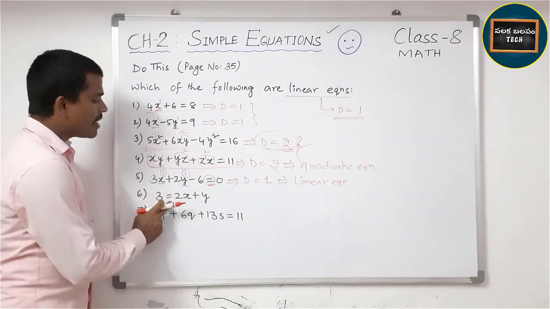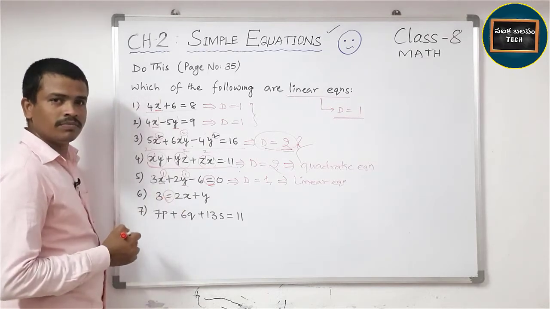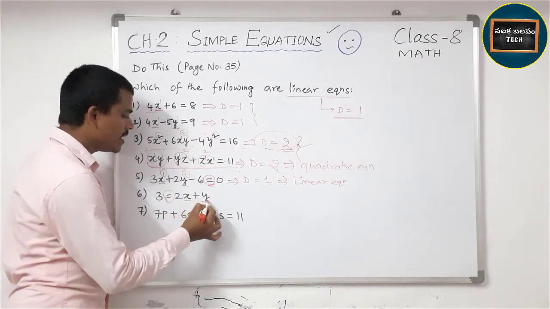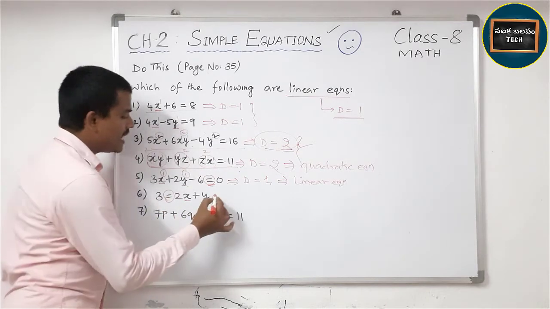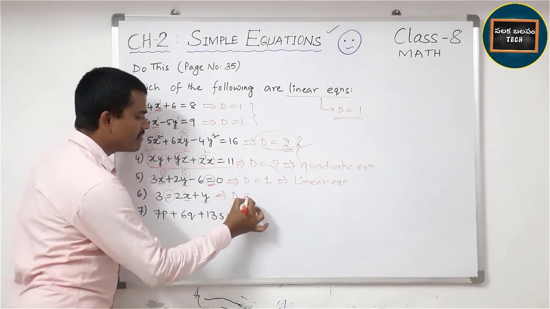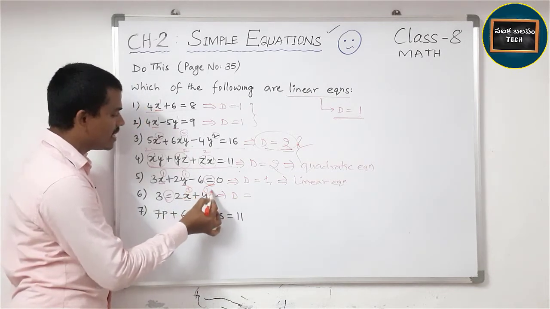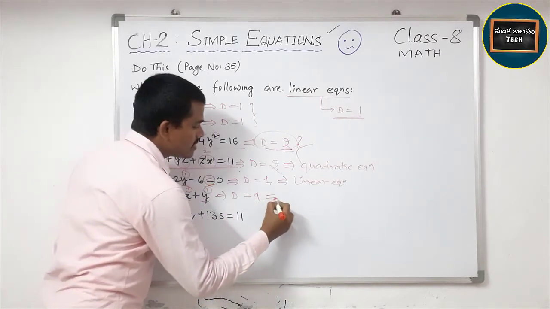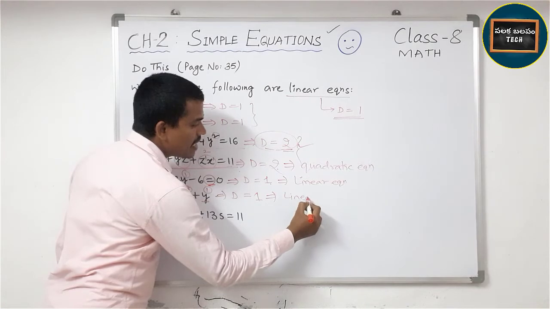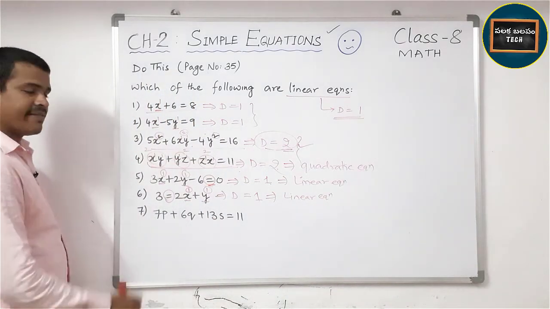Next, see the sixth question. 3 equal to 2x plus y. It is an equation. Yes. And the variables are x and y. It is an equation in the two variables. The highest power of the variable is called the degree. So here the highest power of the variable is 1. So the degree of the equation is 1. Hence it is called a linear equation. Linear equation.